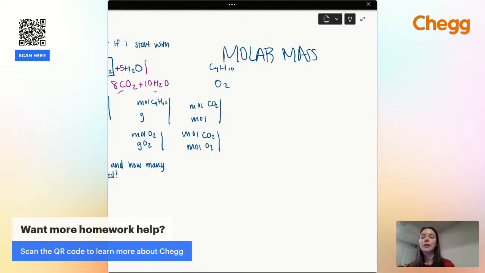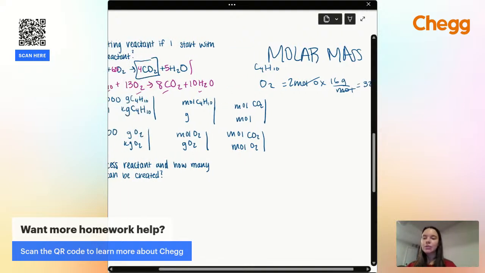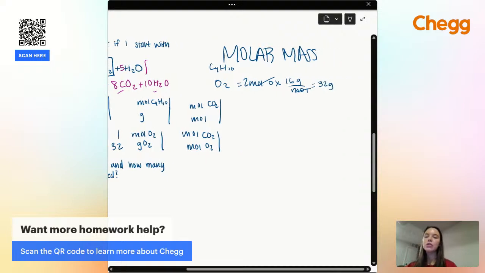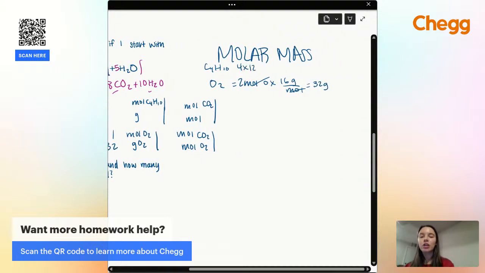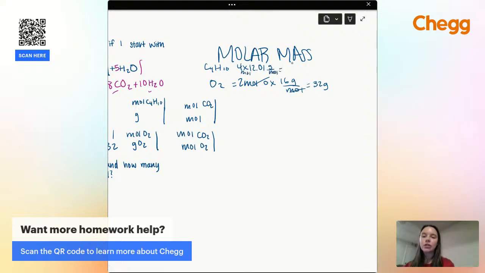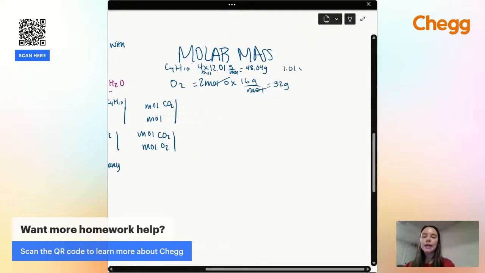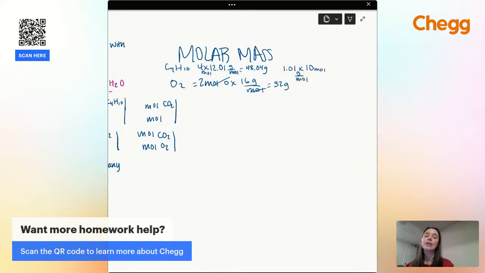O2, super simple. We have 2 moles of oxygen times 16 grams per mole. We have 32 grams. So that is our molar mass of oxygen. So we know there's 32 grams per 1 mole. At the top, we have 4 times 12.01. So 4 moles times 12.01 grams per mole for carbon. So 48.04 grams. And then 1.01 times 10. So 10 moles, 1.01 grams per mole. This is for hydrogen, 10.10 grams.